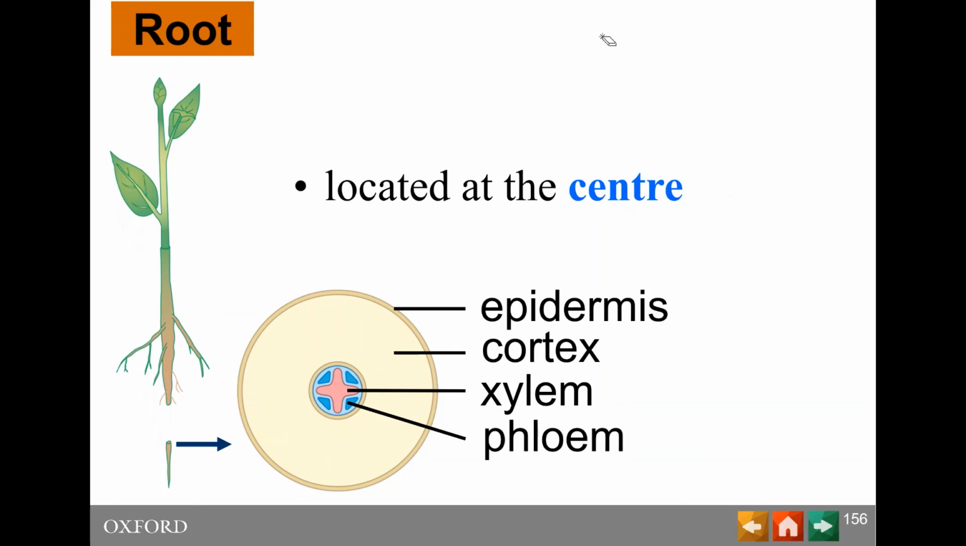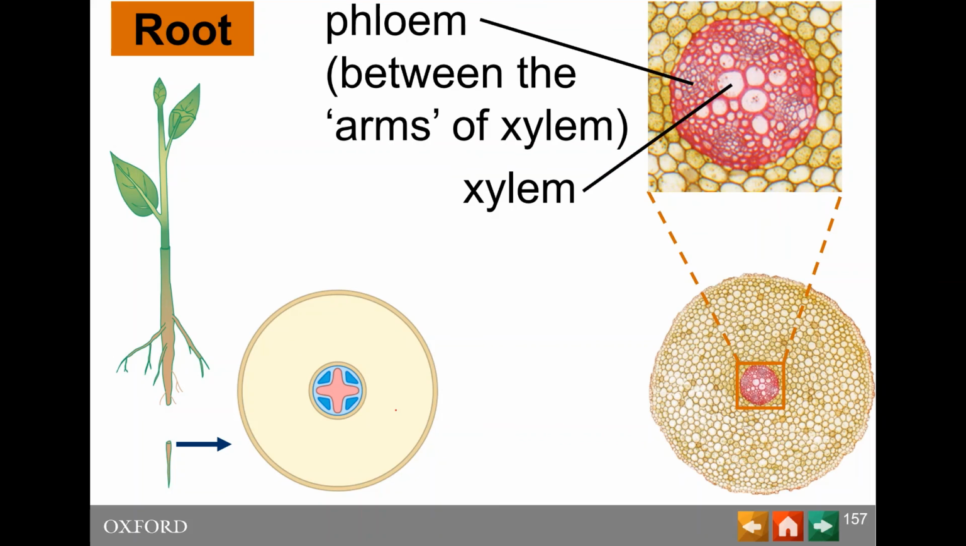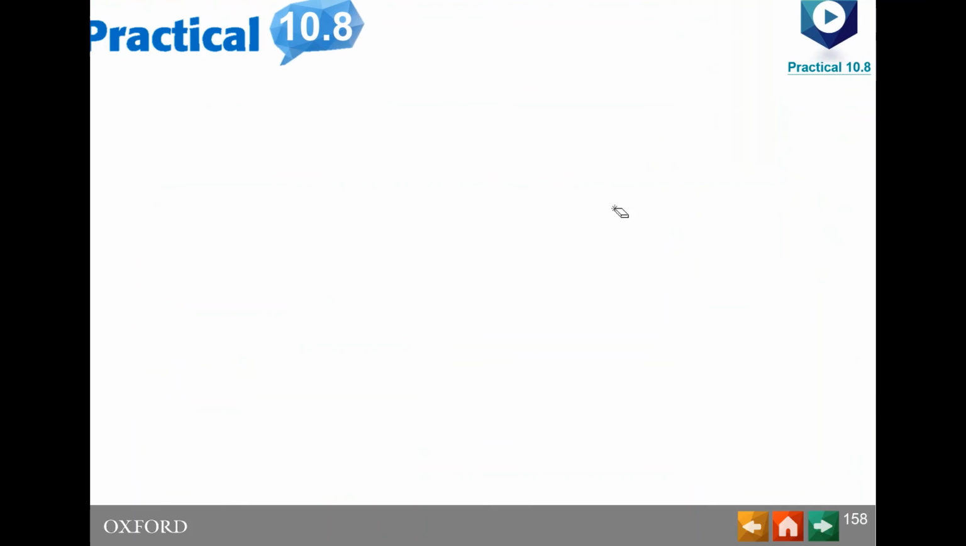Then last, the root. In the root, the vascular bundle is located at the center, similar to the Chinese character mai. The middle part will be the xylem, and the phloem at the four corners. Although it's not a very straight cross, if you remember, the xylem usually has a larger pore compared to the phloem, usually a large diameter of the pore.